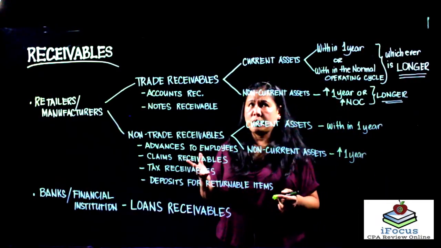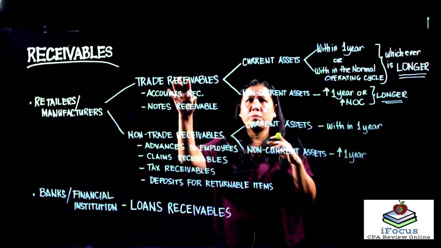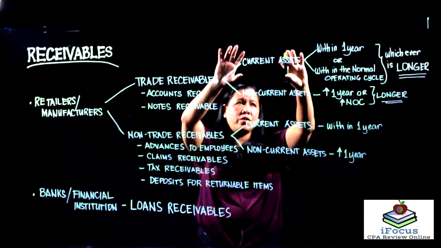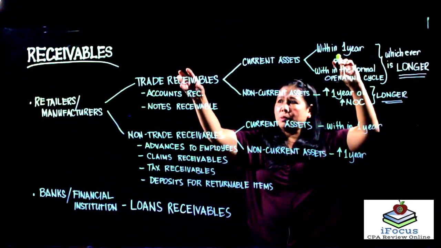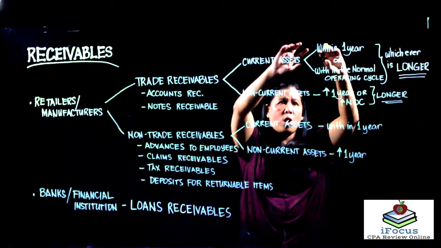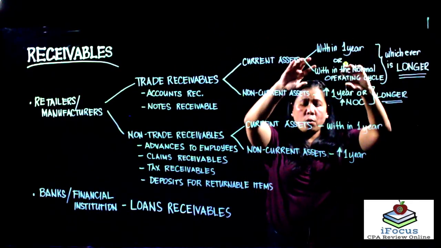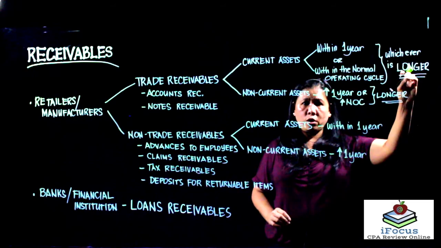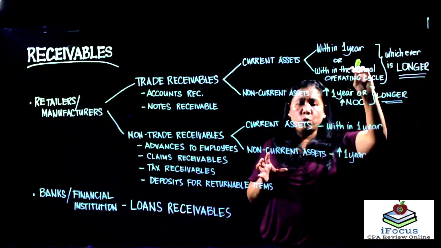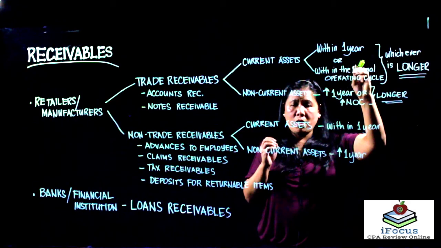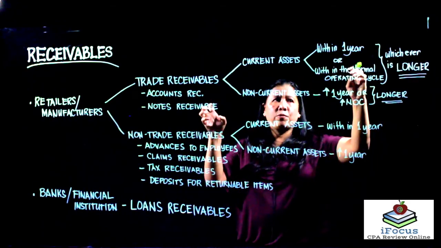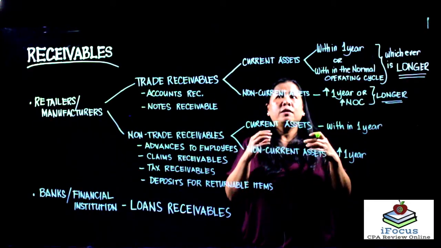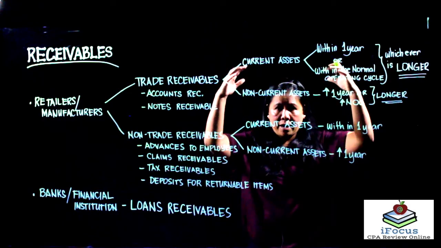So on trade receivables, we classify a trade receivable as either current assets or non-current assets. We classify as current assets if the collectibility of the receivable is within 1 year or within the normal operating cycle, whichever is longer. Let's say, for example, the normal operating cycle is 18 months and you have a receivable that is 15 months. That is within the normal operating cycle, so we can still consider this as a current asset.